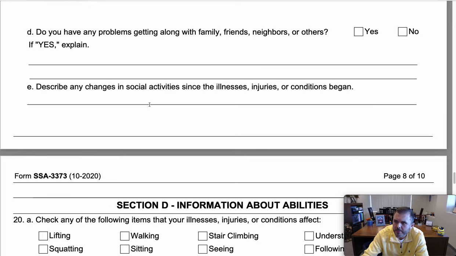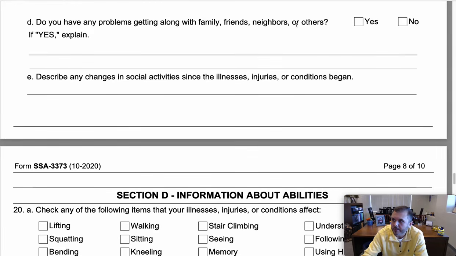Do you have any problems getting along with family, friends, neighbors, or others? More often than not, you're going to check yes, because problems getting along, I interpret that very broadly. So if you have the occasional argument that could have been caused by your pain, maybe you're having a bad day and you snapped at somebody. If that happened one time, then I would check yes and explain.